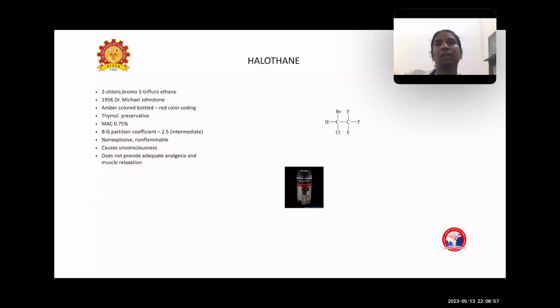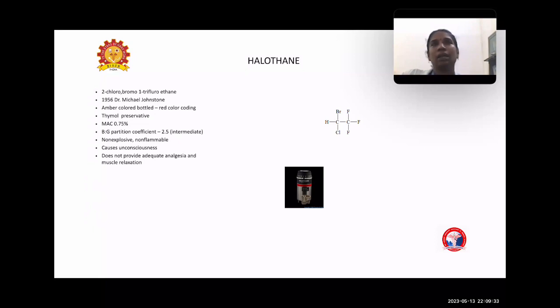Okay, then moving on to halothane. This is also one of the older vaporizing agents. It's a very good agent. Nowadays we are not using it because of the newer inhalational anesthetics. As you all know, this molecule has two carbons, three fluorine, one hydrogen, one bromine and one chlorine attachment. So that is nothing but 2-bromo-2-chloro-1,1,1-trifluoroethane.